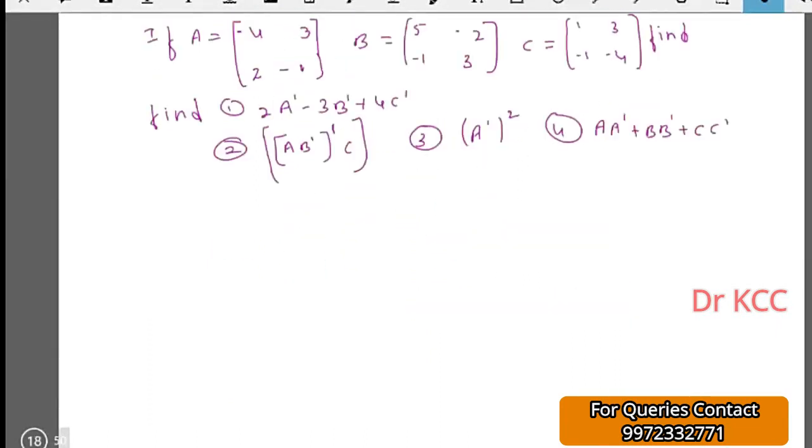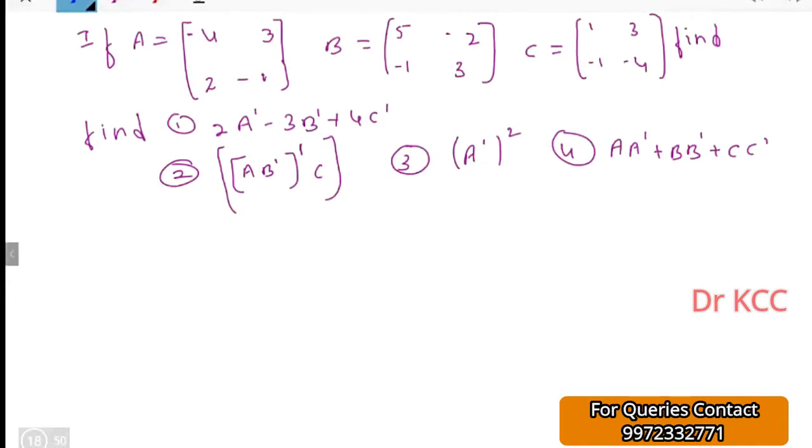So the next problem is purely based on what? A is the matrix -4, 3, 2, -1, B is 5, -2, -1, 3, C is 1, 3, -1, -4. Find what you are supposed to find: 2A dash minus 3B dash plus 4C dash. First, what shall we do? First we'll prepare the transposes.